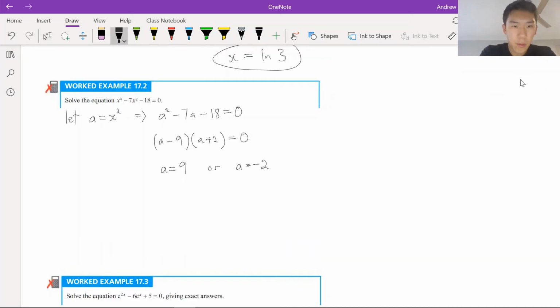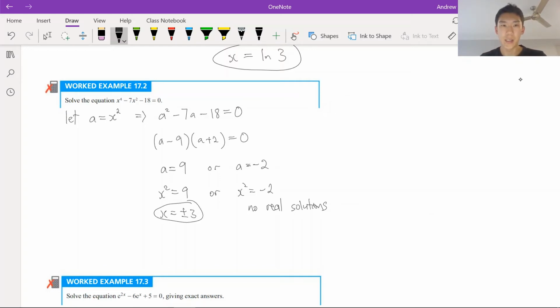And then from here we get x squared equals 9, because we're solving for x, we want to sub x squared back in for a, or x squared equals negative 2. We're only dealing with real solutions here, so for this equation, there's no real solutions. And that means we have x equals plus or minus 3. That's our solution for this equation. Two solutions.